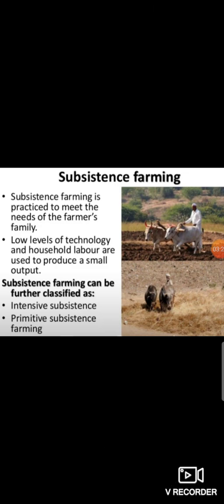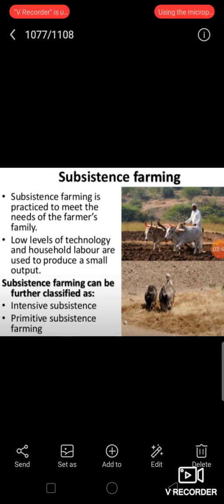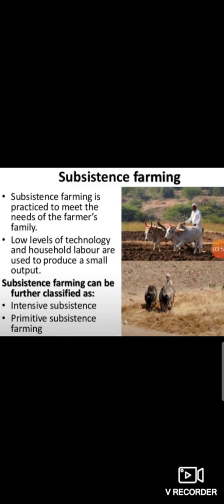Mostly family members are involved in the cultivation of crops. Cultivation of crops is practiced traditionally. In subsistence farming, the output or crop production is very small. That means the return coming from growing crops is very small and only fulfills the requirements of the farmer's family. Now, subsistence farming is further classified into two: intensive subsistence farming and primitive subsistence farming.